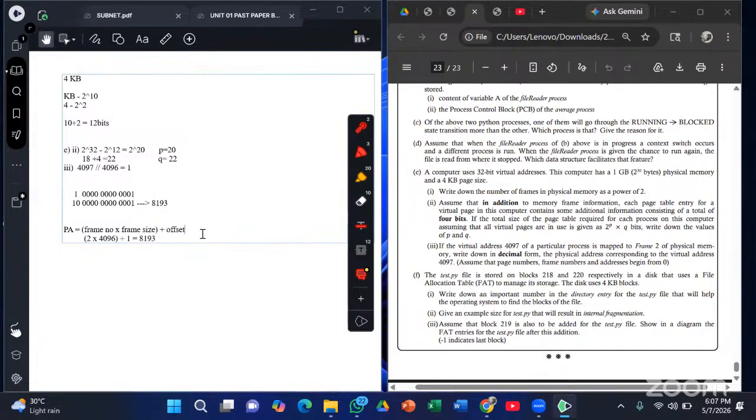So remember this formula for the total. Wait, I'll give you at the end itself. I think I should make a formula sheet first of all for you guys. Now we found the page number is 1, the offset is 1, right?